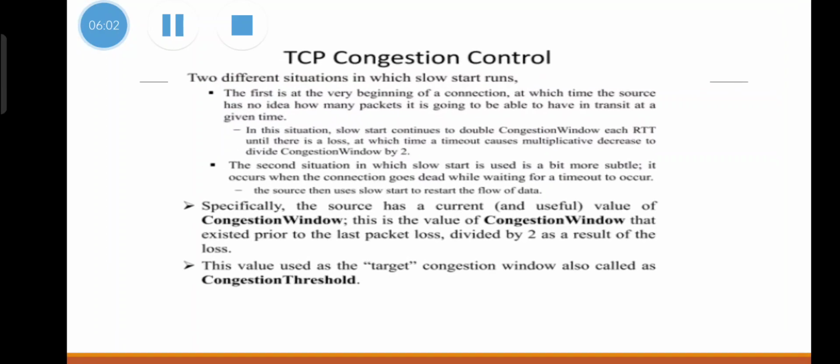So there are two situations in which slow start runs. The first is at the very beginning, when it has no idea how much data is to be sent, so it sends on the spot. When congestion has occurred, that means if any loss has happened, automatically the multiplicative decrease divides the window size by 2. Or else, if it reaches a threshold, at that time also it will divide the window size by 2.